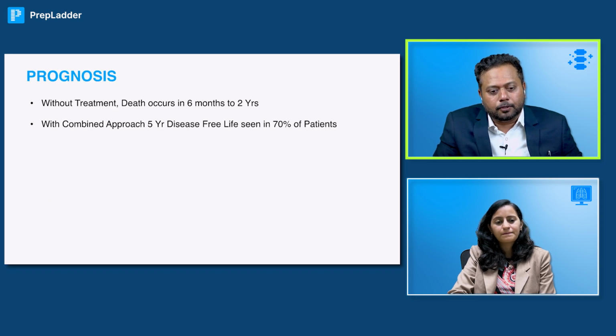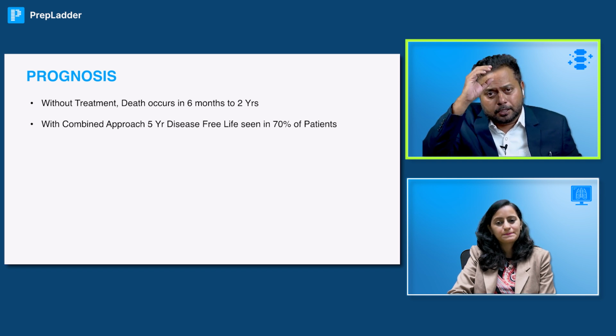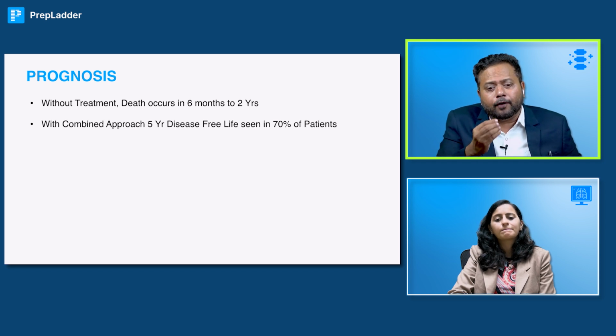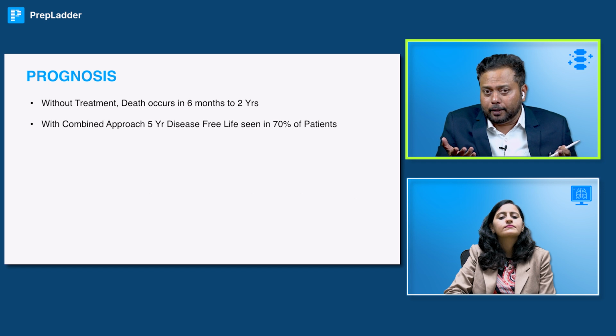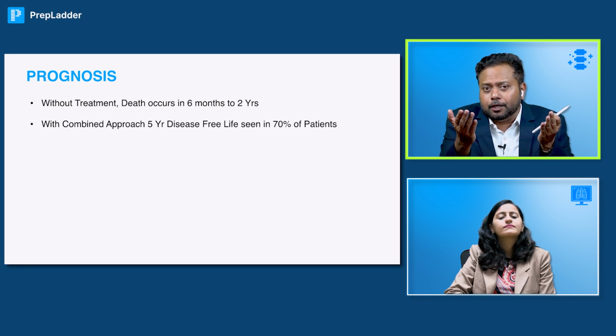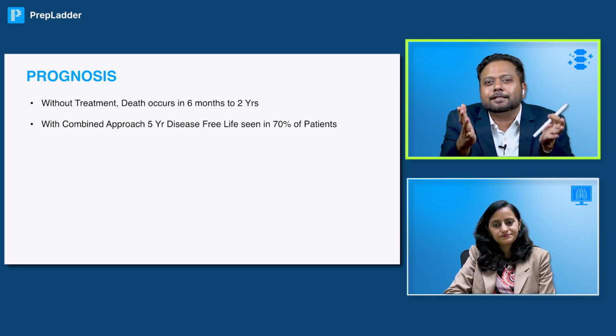With this, we close osteogenic sarcoma. Prognosis is, see, without treatment, death happens in 6 months to 2 years. When you do the combined approach, that is amputation, chemotherapy, radiotherapy, 5-year disease-free survival is more than 70%. Really, that's very good. So the take-home message, dear friends, is that we should try to diagnose osteogenic sarcoma as soon as possible, and we should treat it aggressively.